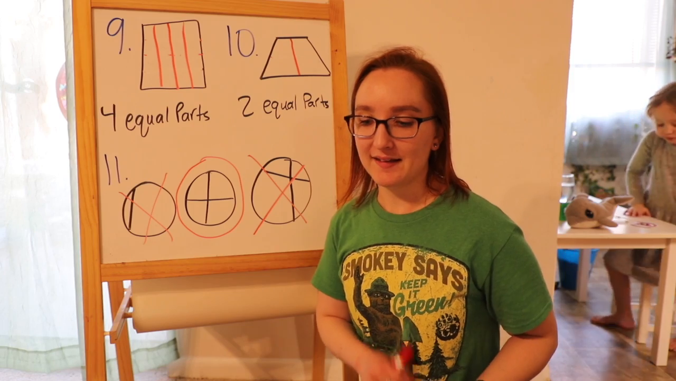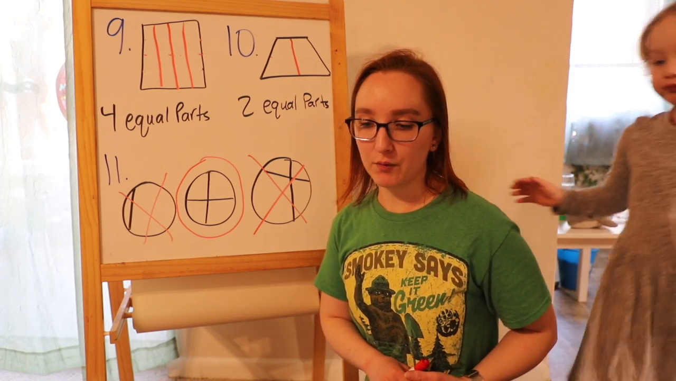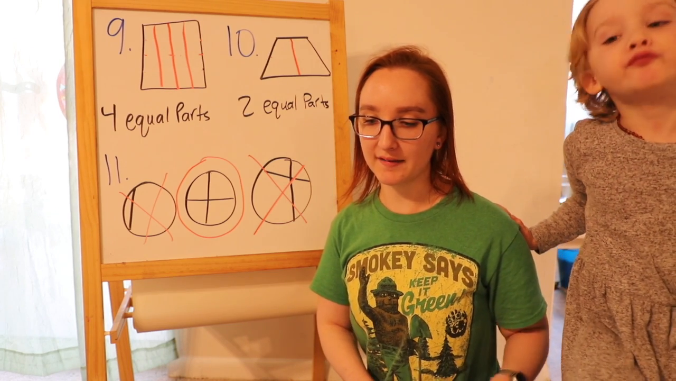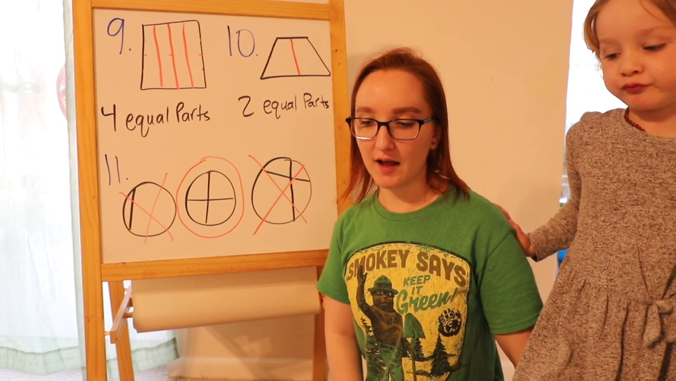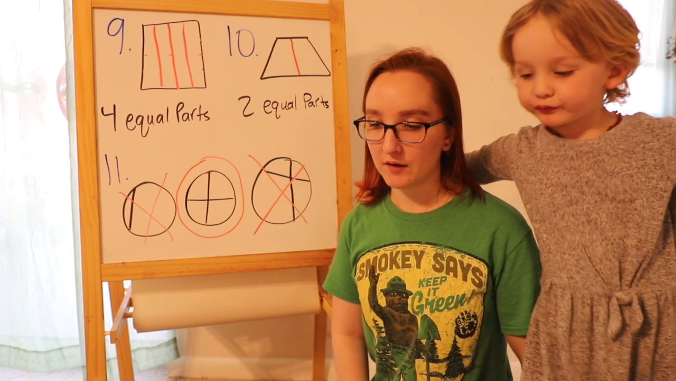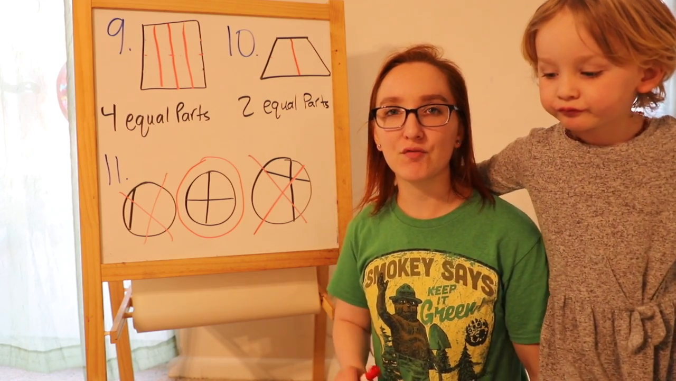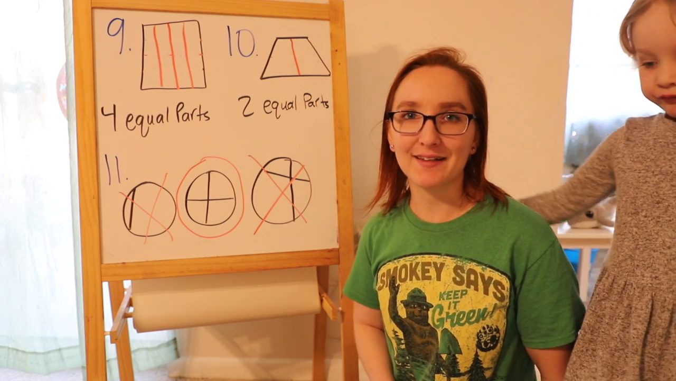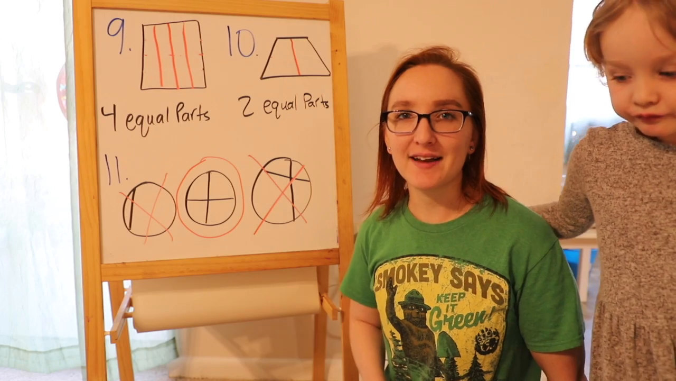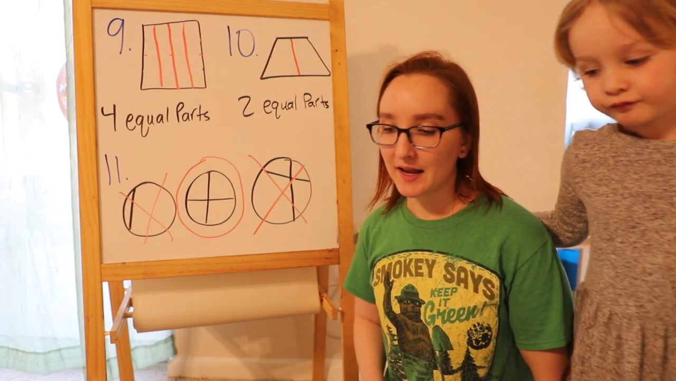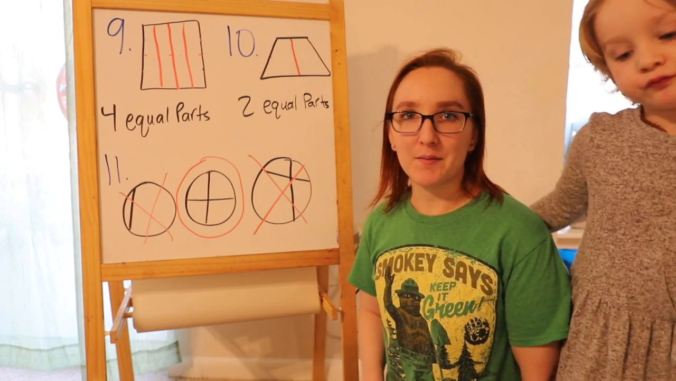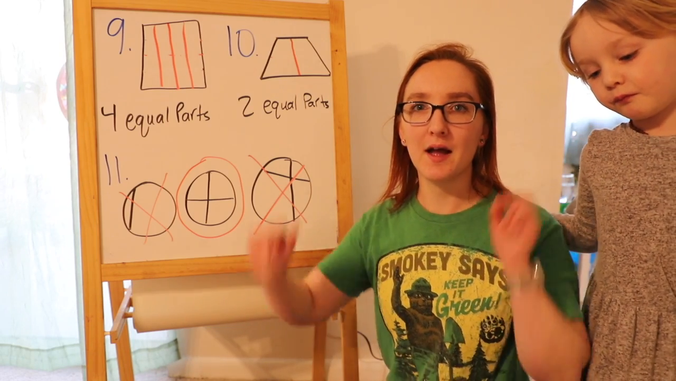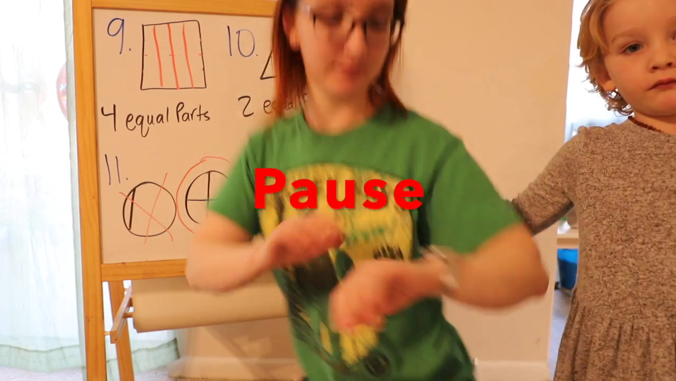Number 13 says Damon is sharing a pie equally with himself and 3 friends. How many equal parts does he need? Draw lines to show the equal parts. So go ahead and look at that pie and draw your lines to show 4 equal parts in that circle. So draw your lines and write down how many equal parts you'll have. And then we'll discuss number 14 when you're finished with those first 2. So go ahead and take a moment and pause.